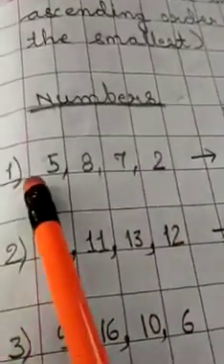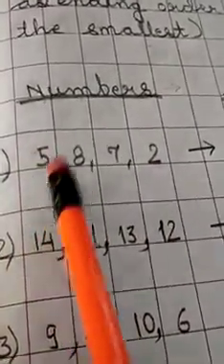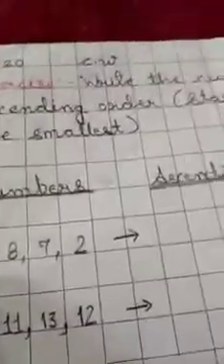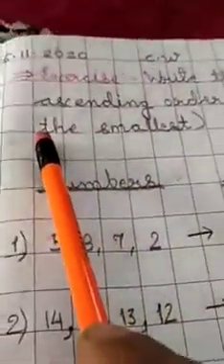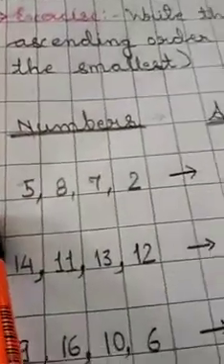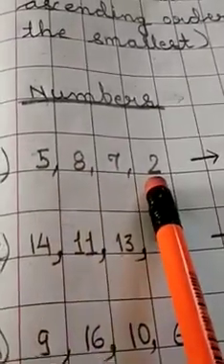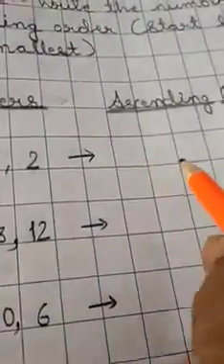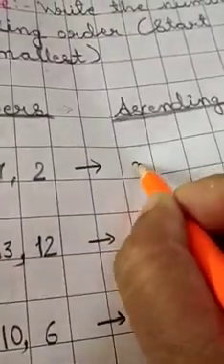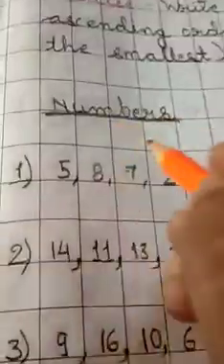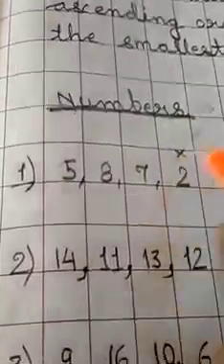Your first example is 5, 8, 7, 2, and you have to arrange them in ascending order. So first we select the smallest number. What we have written here, start from the smallest, means हमको सबसे पहले सबसे छोटा नंबर चूज करना है. So which one is smallest? 5, 8, 7, 2. Which one is smallest? 2. Yes. So write 2 here. Comma. Now you used this 2 number. So cross it like this.